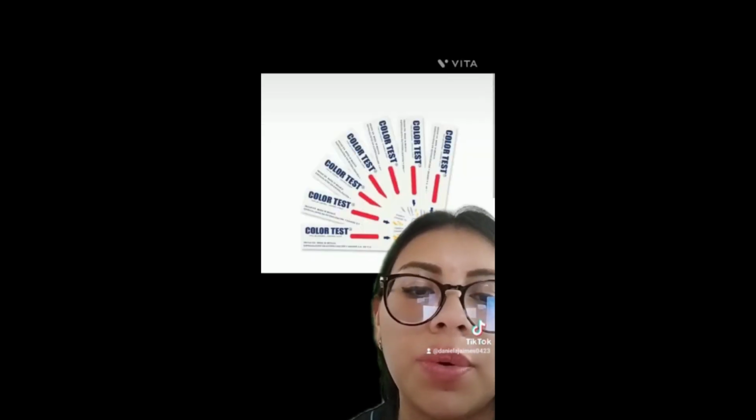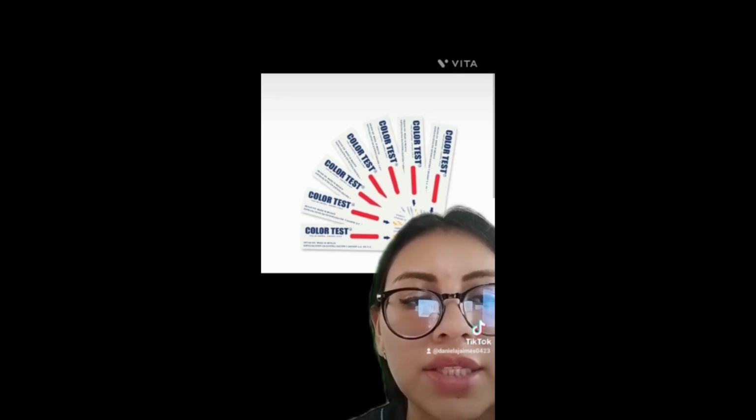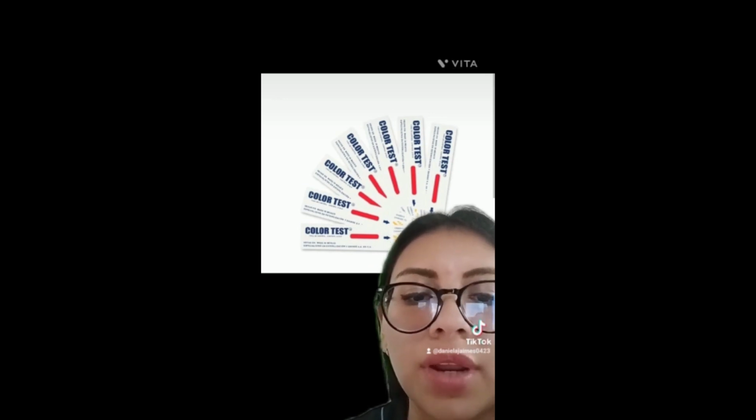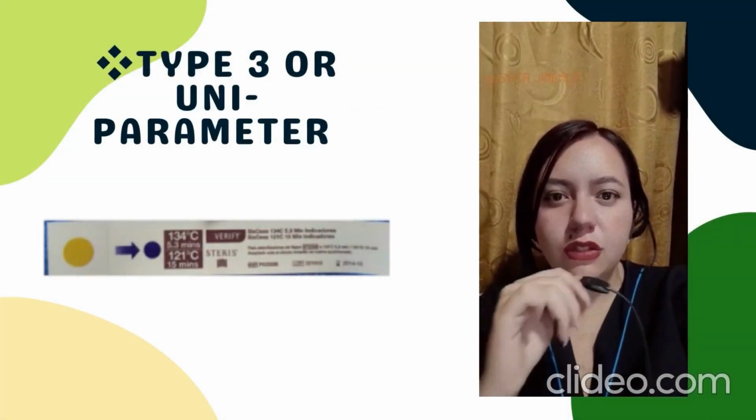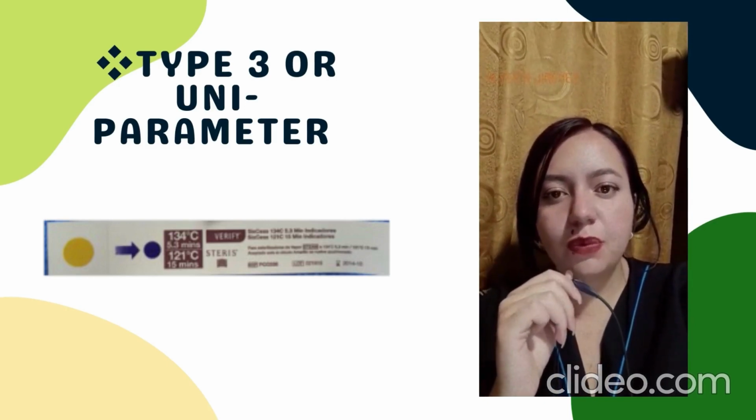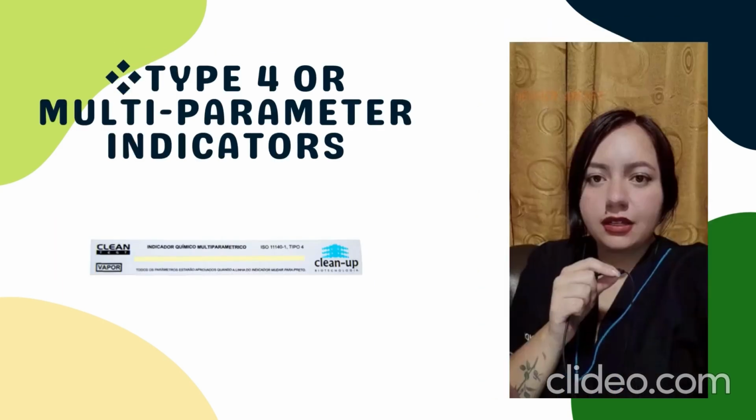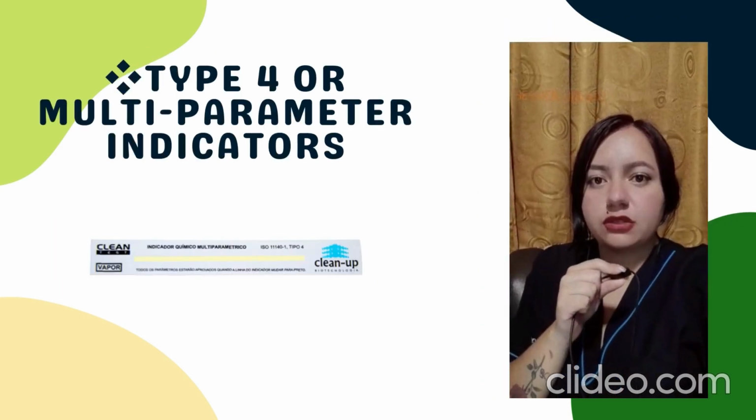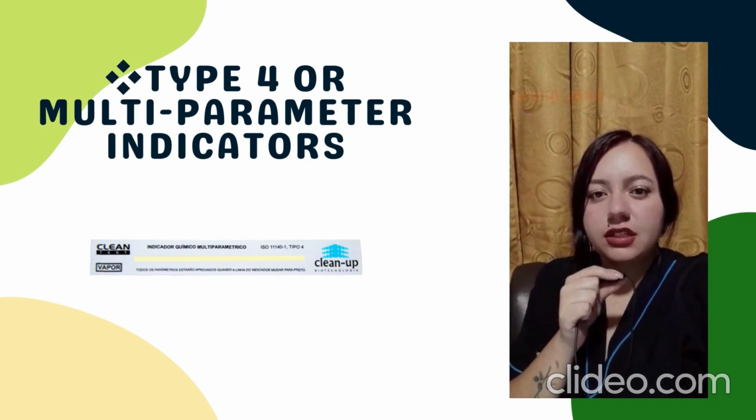According to NOM, ISO 11140, they were classified into 6 categories. Sterilization, not sterilization. Single parameter indicators are indicators that respond to a single critical parameter. They respond only to the temperature parameter. Type 4, multi-parameter indicators, validate several critical parameters of the sterilization process.